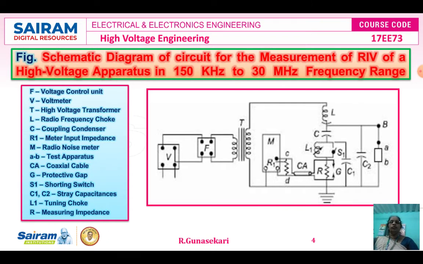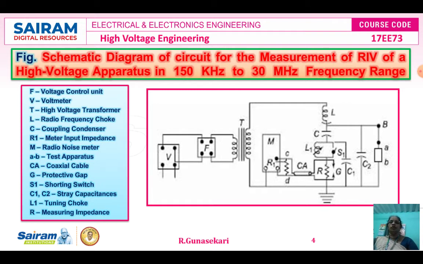Then we studied the schematic diagram of the circuit for the measurement of RIV of a high voltage apparatus in the 150 kHz to 30 MHz frequency range. This is the circuit diagram. The circuit diagram consists of the voltage control unit, which is represented by F.